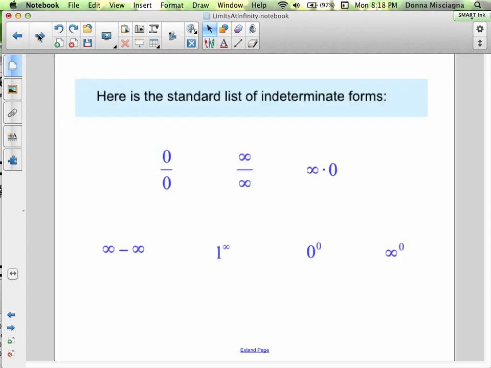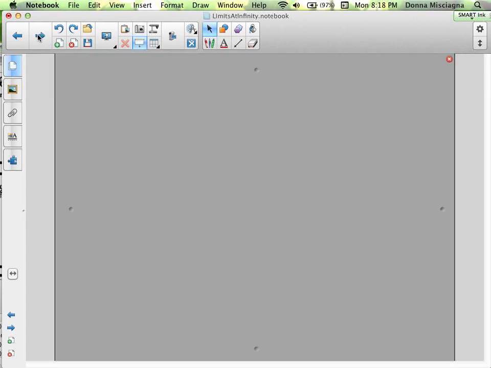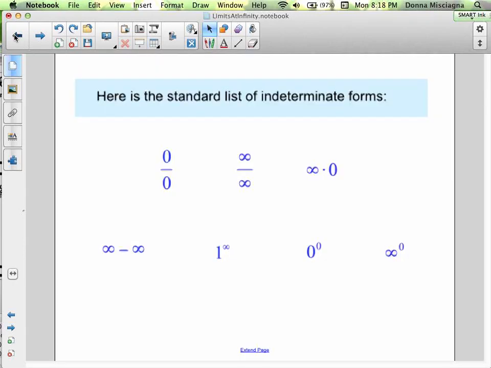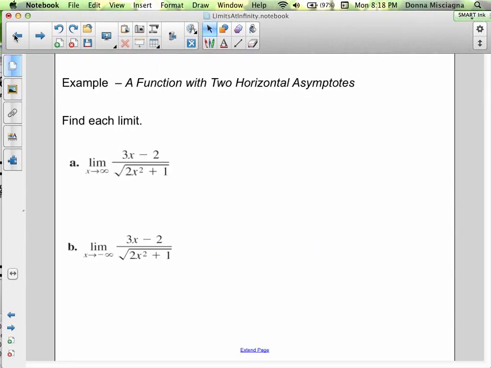I think this is my last page. I have 1, 2, that is my last page. All right, so we're going to finish up these last two problems and find each of our limits here. Notice it's the same problem, but we're finding it from the right-hand side and the left-hand side. How are we going to find our limit?